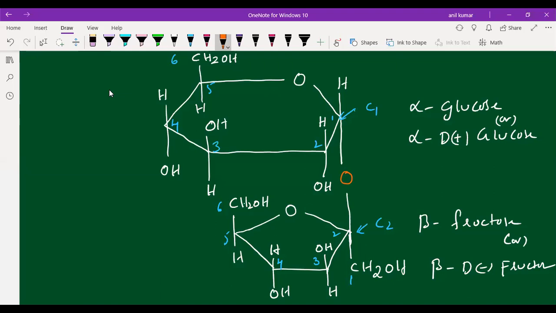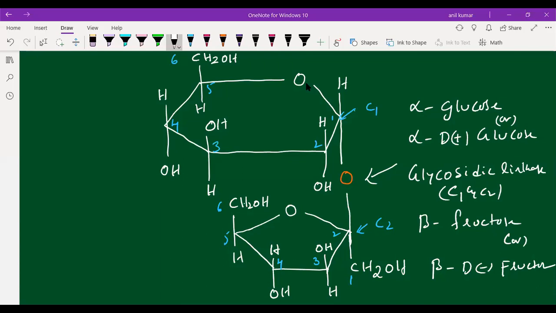Okay, this we are calling the glycosidic linkage. This linkage, which is found between the C1 and C2 carbons of alpha D glucose and beta D fructose, we call the glycosidic linkage. Students, please see the structure once. I hope you understood.